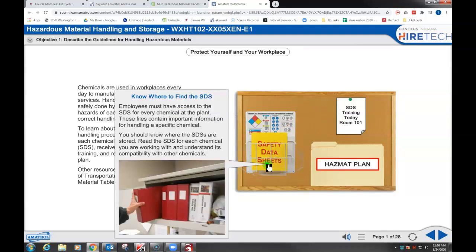Know where to find the SDS. Employees must have access to the SDS for every chemical at the plant. These files contain important information for handling a specific chemical. You should know where the SDSs are stored, read the SDS for each chemical you are working with, and understand its compatibility with other chemicals.